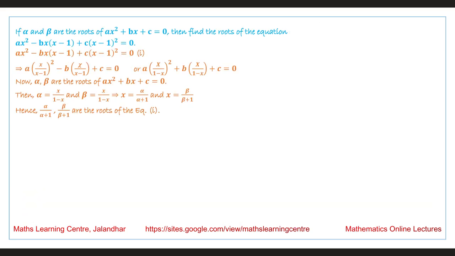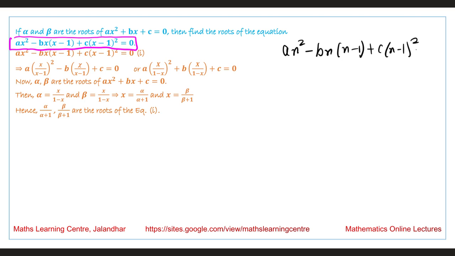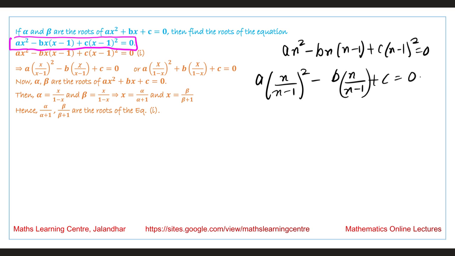Next, if alpha and beta are the roots of this equation, then find the roots of the equation this. We have to solve this equation. The given equation is ax square minus bx into x minus 1 plus c into x minus 1 square is equal to 0. If we divide this whole equation by x minus 1 square, the equation will become a x over x minus 1 whole square minus b x over x minus 1 plus c is equal to 0.